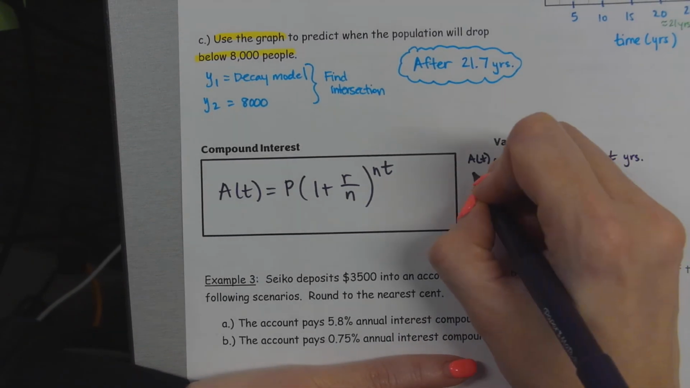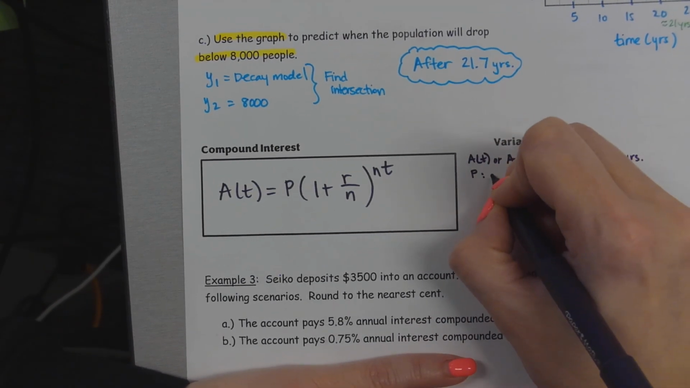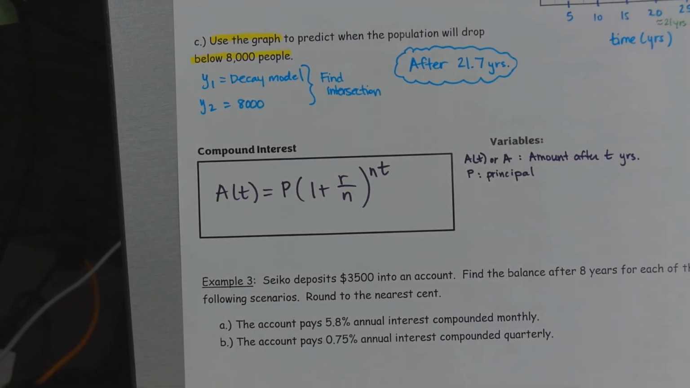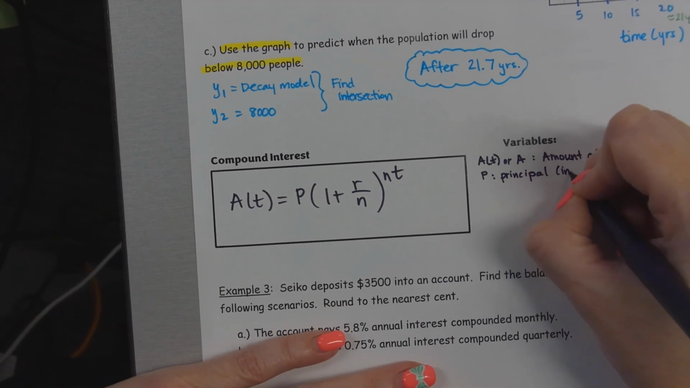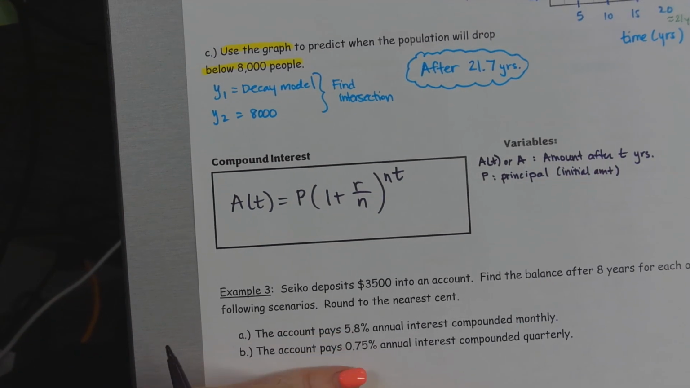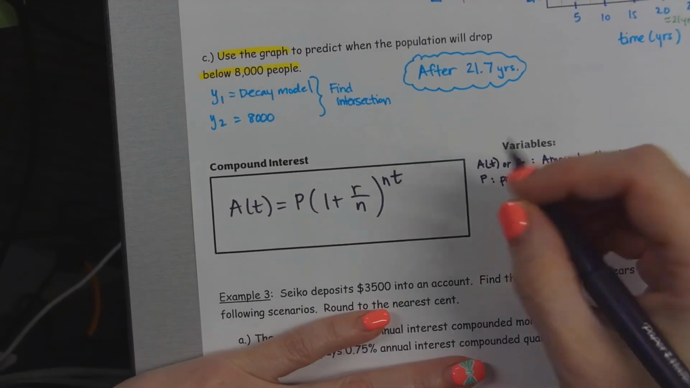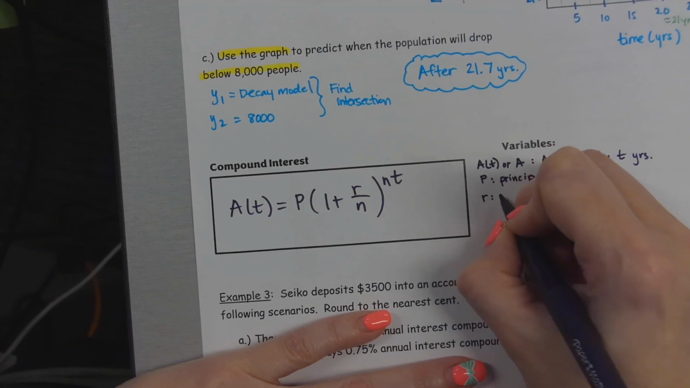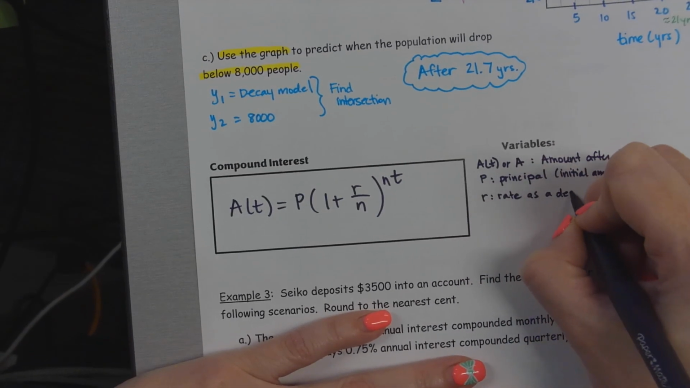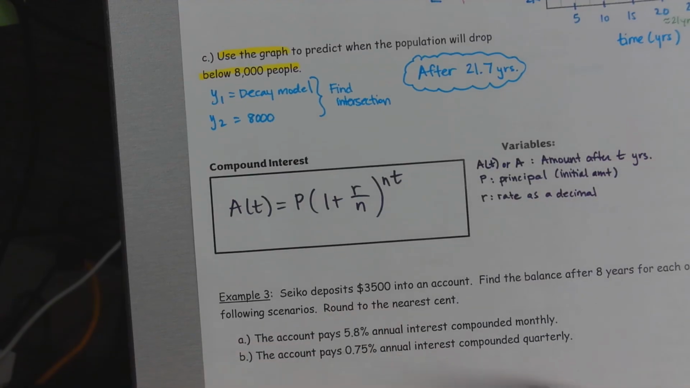Do you guys know what P stands for? Yeah, but the P word is principal. Okay, so that is your initial amount. Yes, it's your starting amount. It's your starting value. Okay, and then your R is still the rate as a decimal. So you're always doing that conversion, okay?